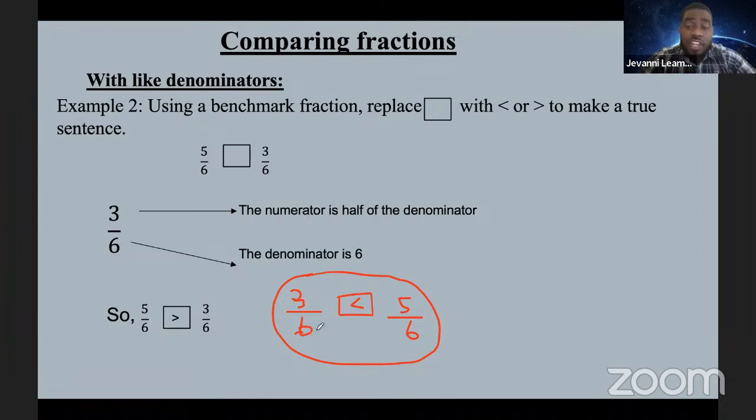Now for the one in red, can anyone open their mics and tell me how I would say it? 3/6 is less than 5/6. All right, you both said it the same way, right? So 3/6 is indeed less than 5/6. And remember that we're using our benchmark fraction of a half, and we're using our guide as the denominator mostly, and then we look at the numerator.